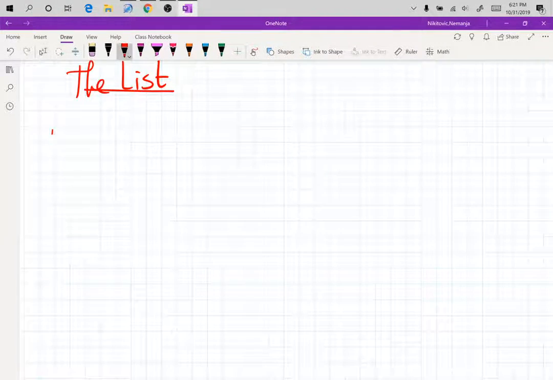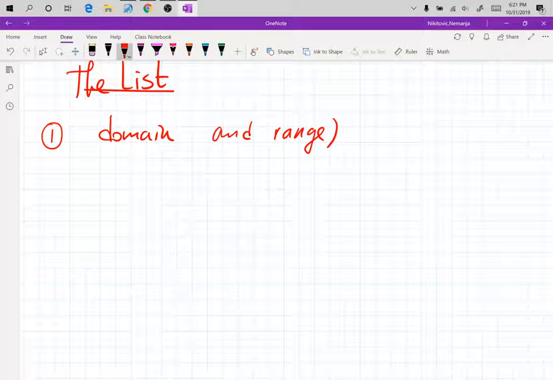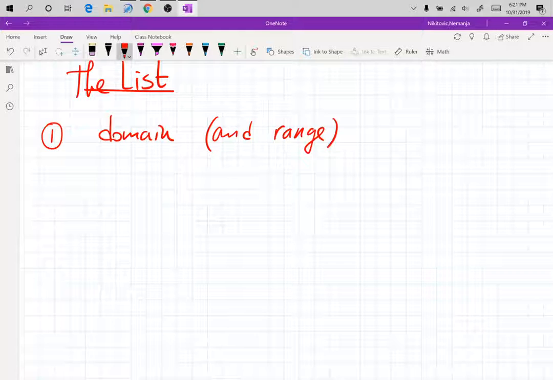So we start with number 1, domain and range. I'll put range in parentheses because 99% of the time, you just don't care about the range, but it's something that, you know, you could get.